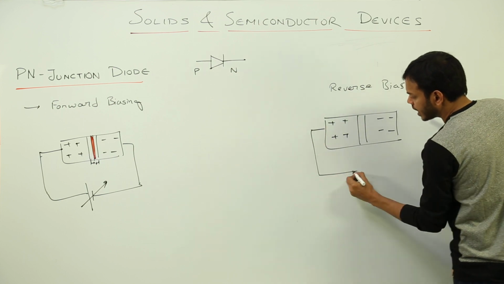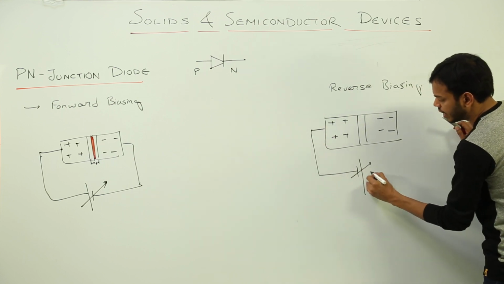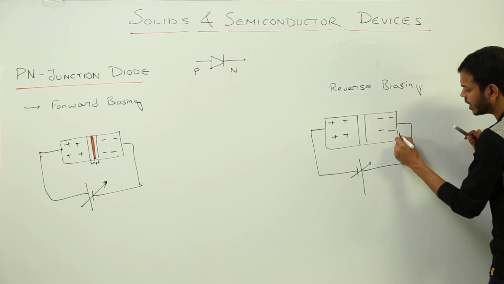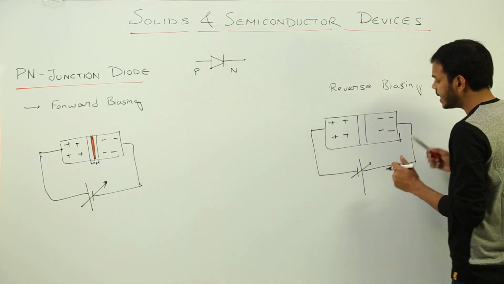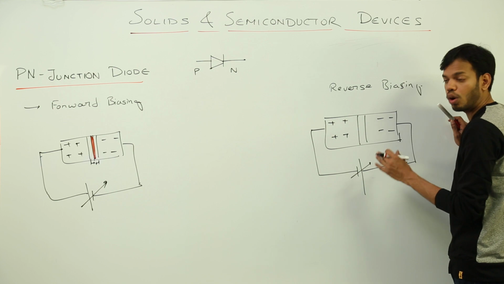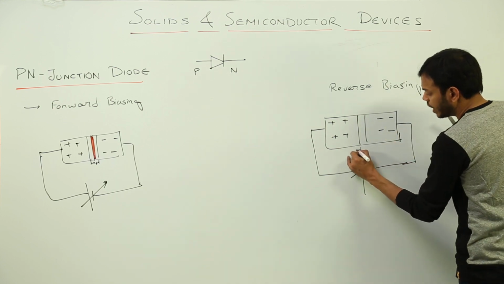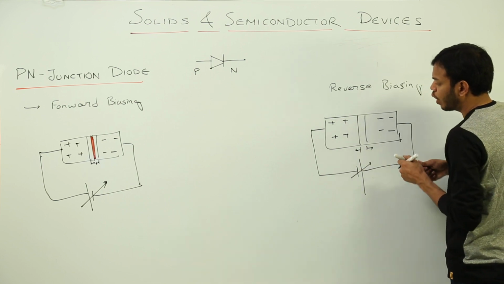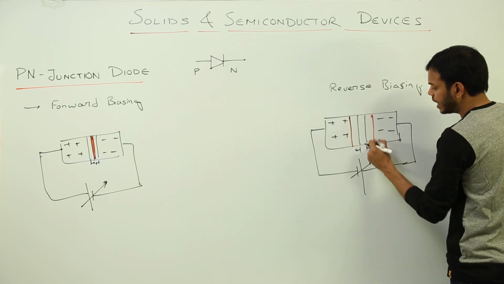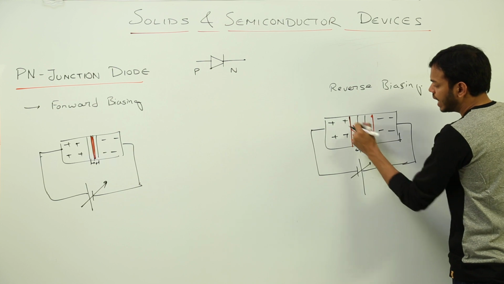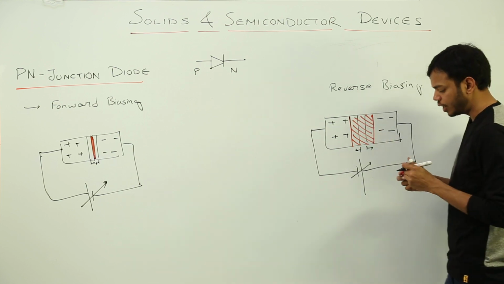Now the positive terminal is connected with the negative terminal of the external source, whereas the negative is connected with the positive. This means reverse biasing. In this case, the external source is going to support the neutral region, and this region will now increase. So what will happen now? The increased state of the depletion region will stop any migration of charge from one region to another.